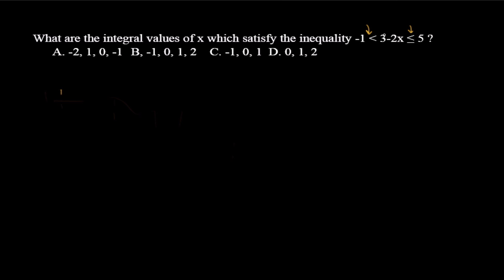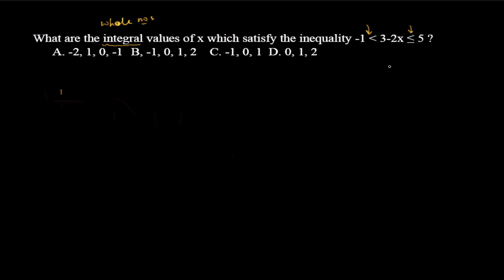Anyway, before we go ahead and find the solution to this, I'm very sure some might not be familiar with the term integral. So when it says what are the integral values, integral in layman's language is just whole. So it says whole numbers. What are the whole number values of x which satisfy the inequality -1 < 3 - 2x ≤ 5?